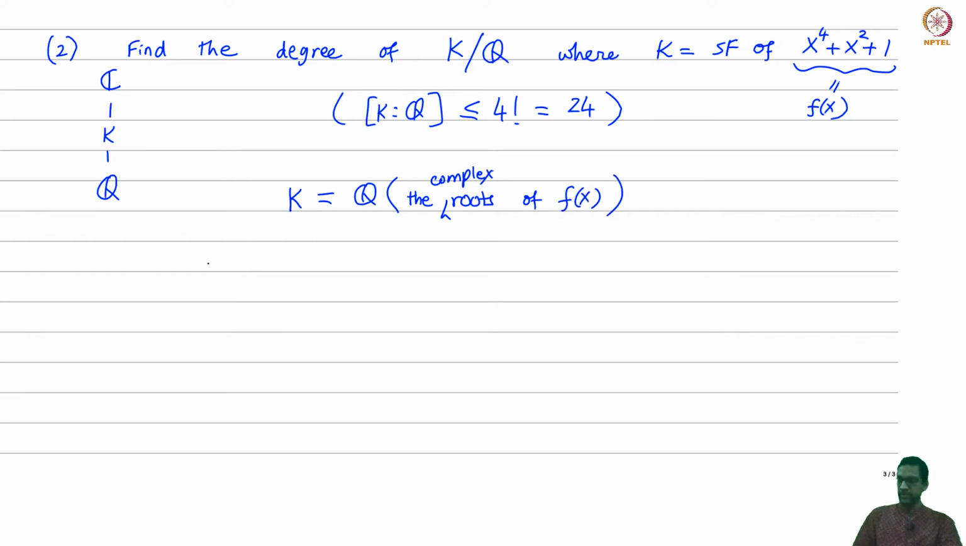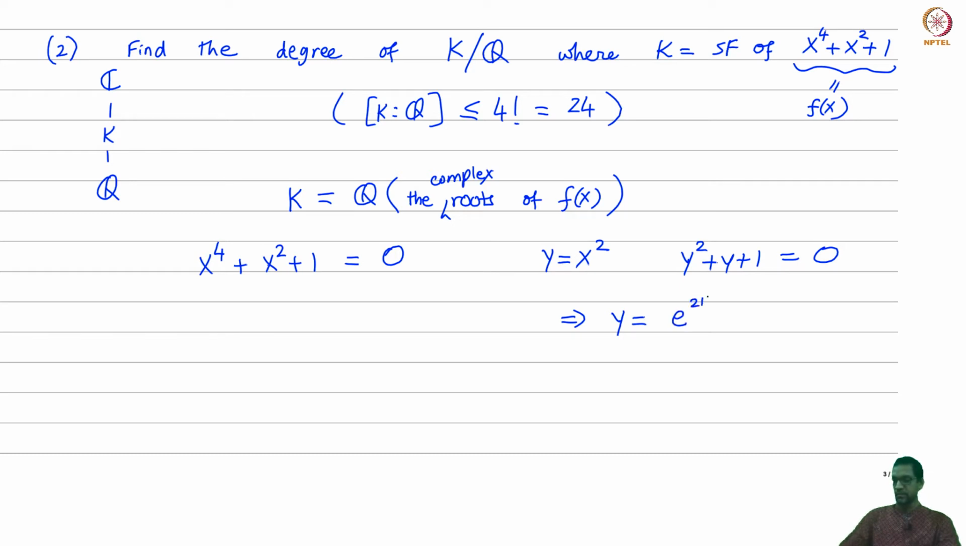Firstly, f(x) is x to the 4 plus x squared plus 1. So I need to solve the equation x to the 4 plus x squared plus 1 equals 0 to find the roots. Of course it's easier to just put y equals x squared and solve the equation y squared plus y plus 1 equals 0. We know the solution to this. These are the cube roots of unity. So y is just what we would usually write as omega and omega squared.